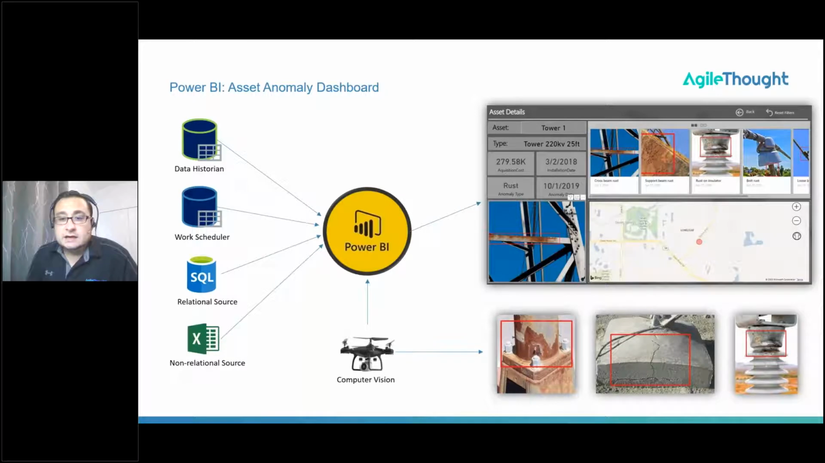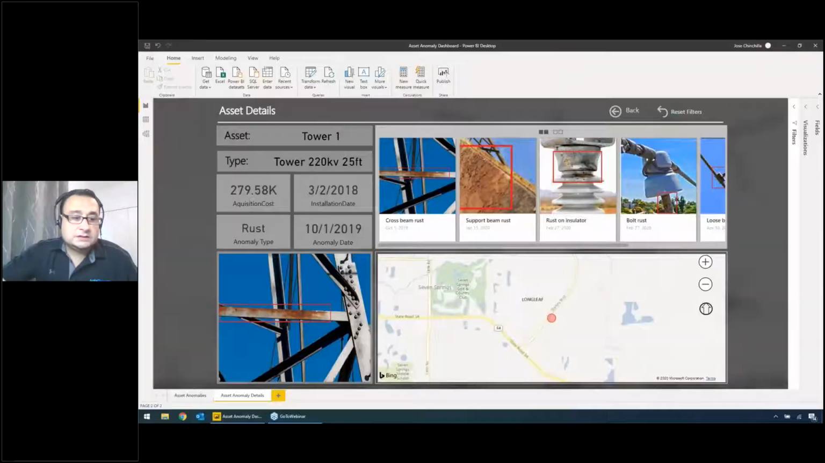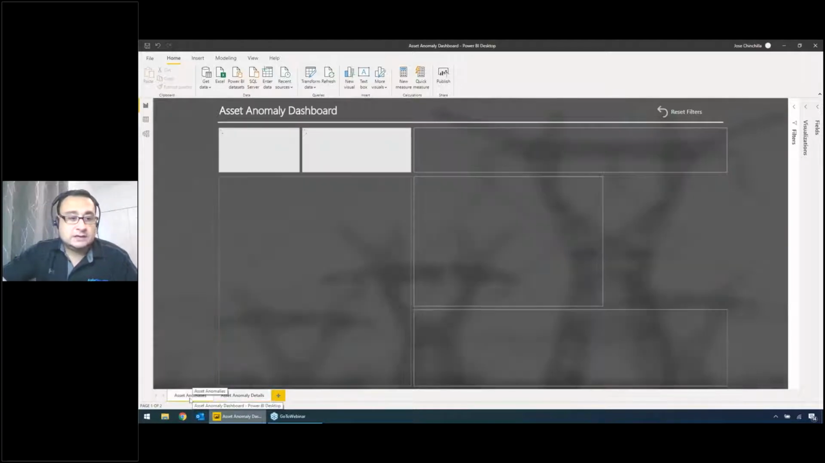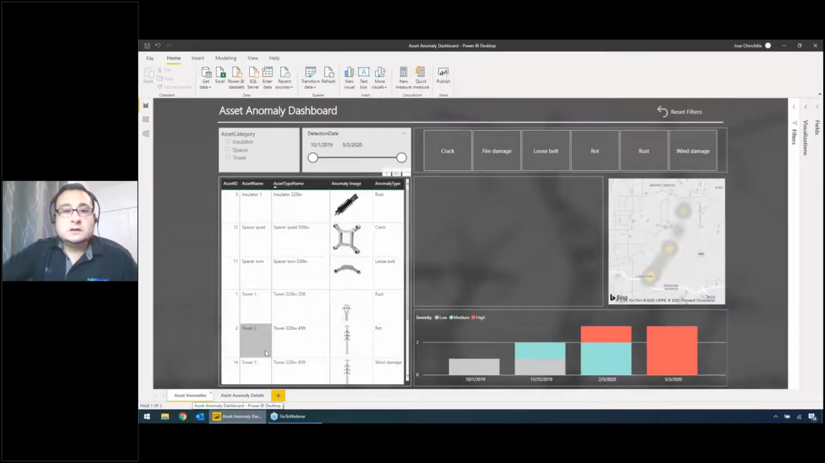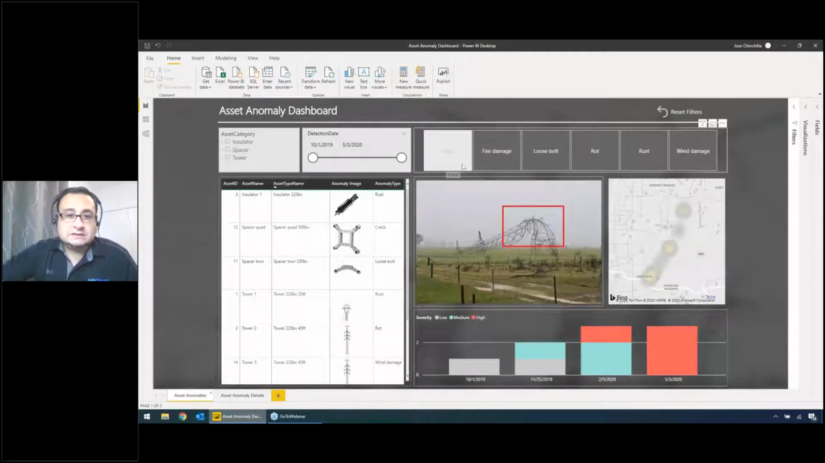But most importantly, you can augment this data with your own images, your own videos taken by drones, taken by helicopter, or any other way you capture images from your equipment and your assets, and then be able to put all this together in a Power BI model and allow you to visualize this data. So with that said, I'm going to share my screen, and I'm going to show you that quick dashboard that we put together.